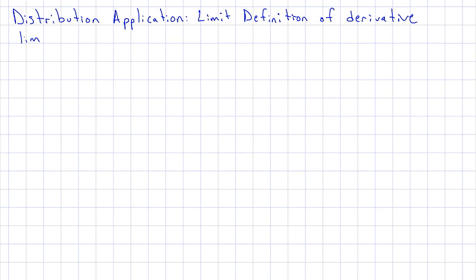So the limit as h approaches 0 of f of x plus h minus f of x divided by h, this is equal to f prime of x. So this is equal to the derivative. Now, let's go ahead and just do an example so that we can see when we actually need to use the distribution rule to use FOILing to solve this problem.